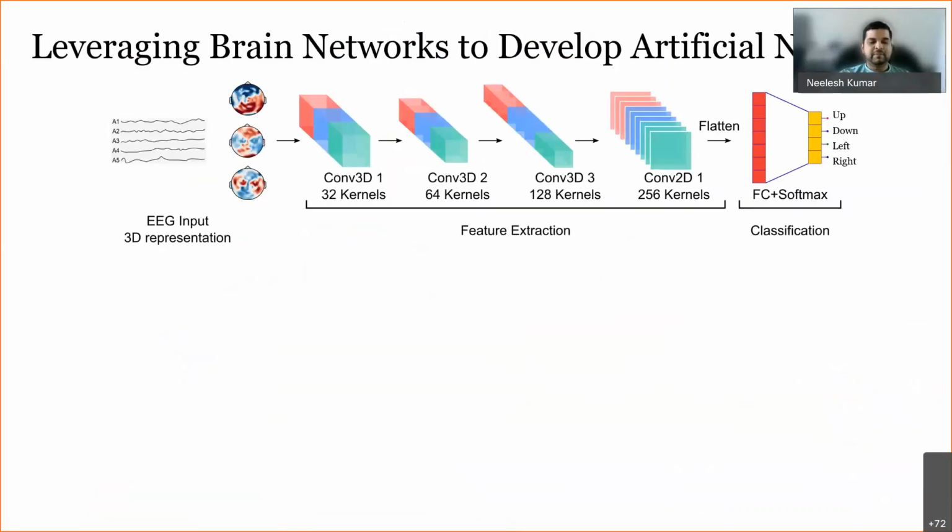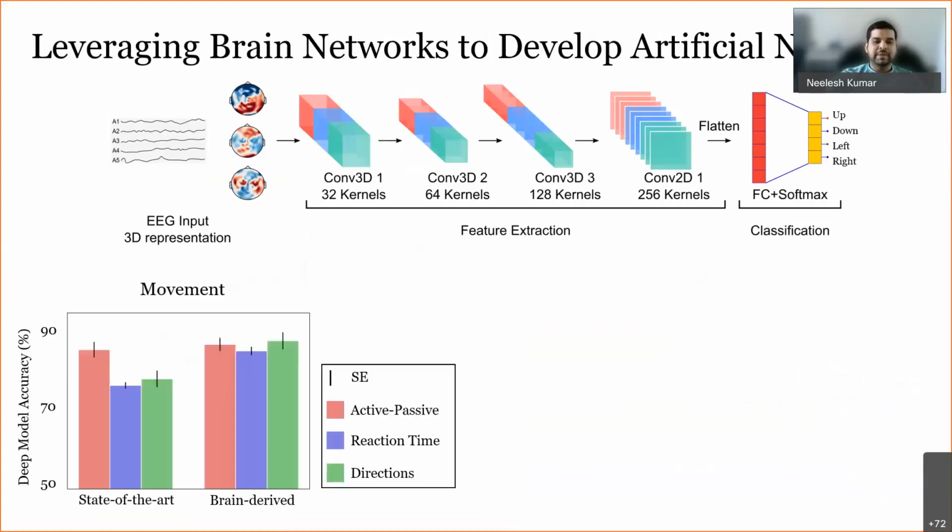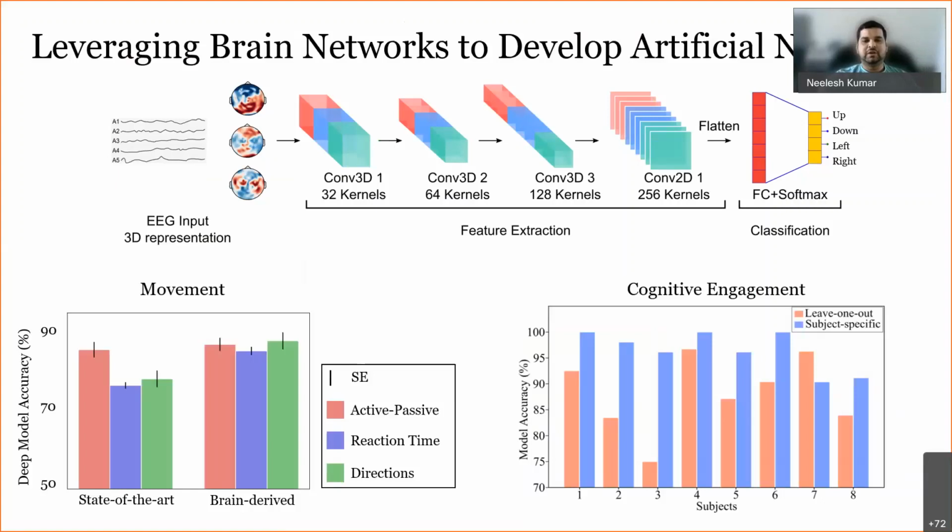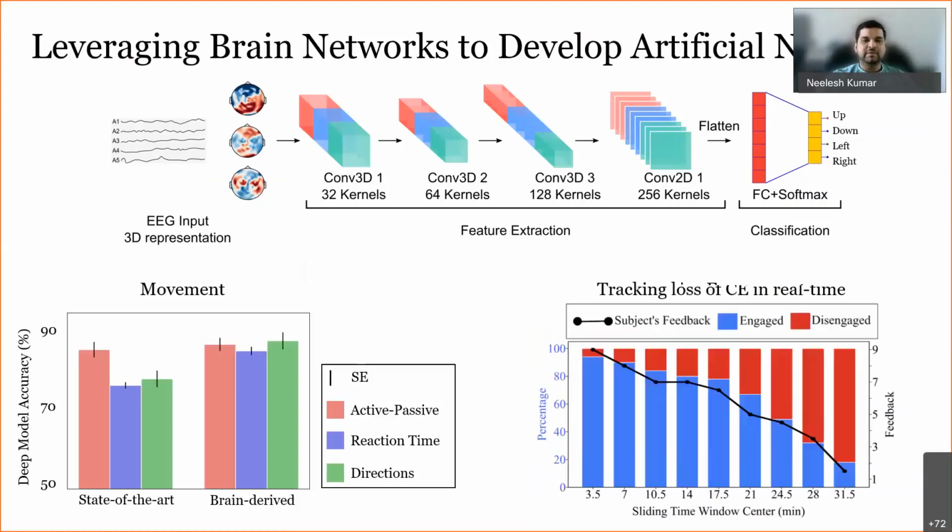We developed artificial networks that for the first time leverage knowledge of brain architecture and its neurophysiology in their design. And by being brain-derived, our network learned the movement components more accurately than the current state of the art. We also learned whether the subjects were cognitively engaged or not while performing movements, and again, our network achieved high accuracies. And it even predicted something that has never been quantified before, the continuous loss in engagement in real time.